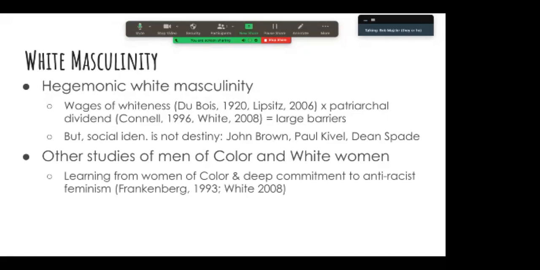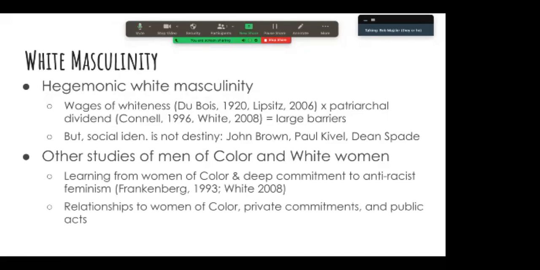Learning from women of color and a deep commitment to anti-racist feminism are really important aspects of this. Relationship to women of color, private commitments, and public acts. So mentorship seems to be a part of this for men of color and white women, and making private commitments. So doing the psychological work, and then having public acts, standing up for one's values is really important.